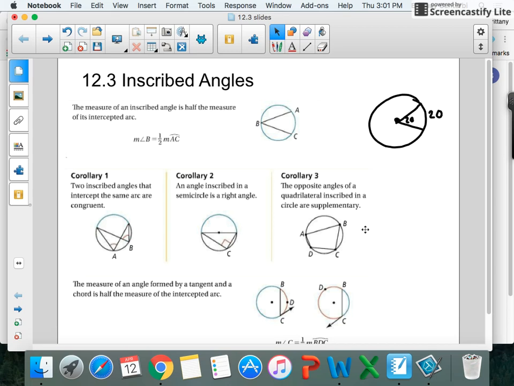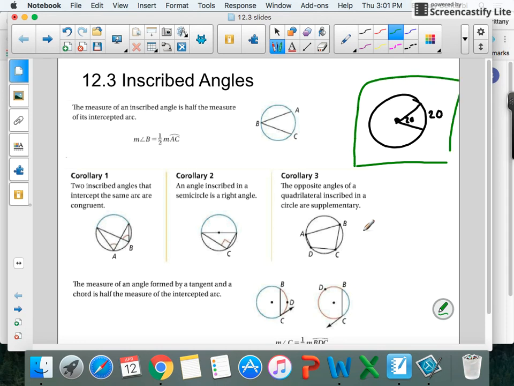So in 12.3, we're going to look at inscribed angles. If you remember from the first section, if we had an arc that went to the center, then it was going to be congruent to that angle measure. For example here, the angle was 20, so then that would make the arc 20. What we're going to look at today is a little bit different. We're going to look at when it does not go to the center of the circle.